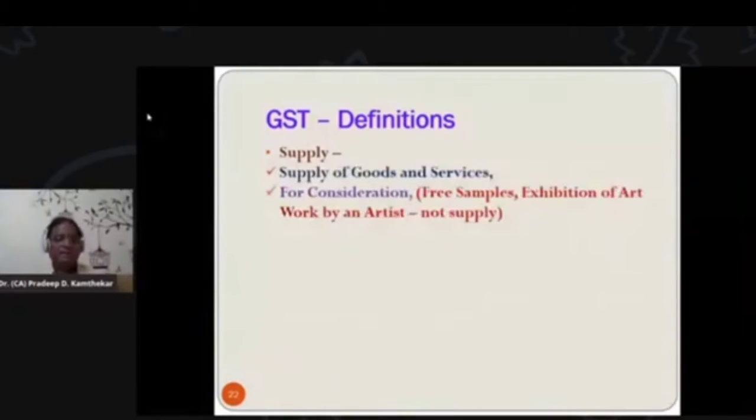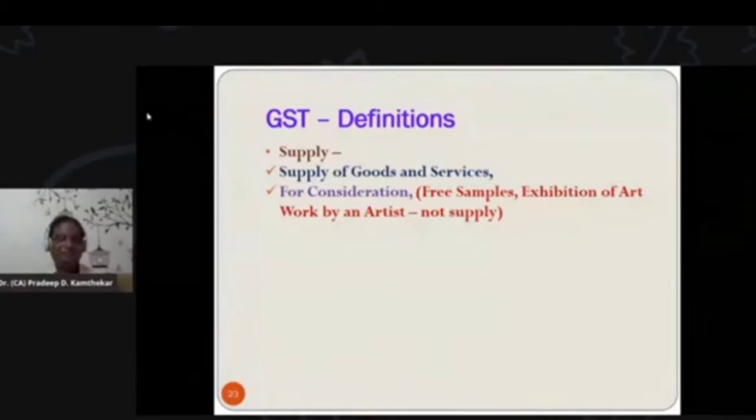Then, the remaining thing one has to understand is that it must be a supply of goods and services, which is very important in GST. If it is not a supply of goods and services, friends, then GST is not applicable. And understand, for consideration: free samples, exhibition of artwork by an artist, etc. are not part of GST because there is no supply of goods or services. Free samples are given as advertising expenses, or there is an exhibition by an artist of his work. That is actually not in the nature of supply of goods or services because there is no sale there. There is no consideration coming for that.